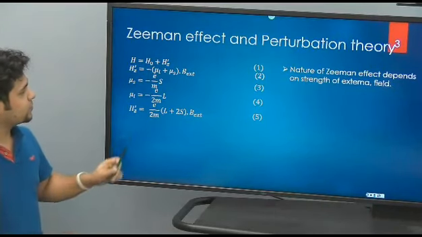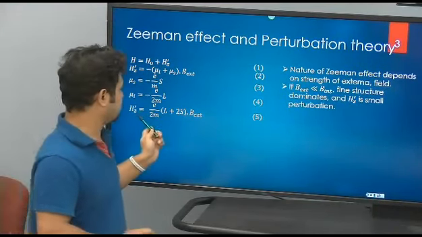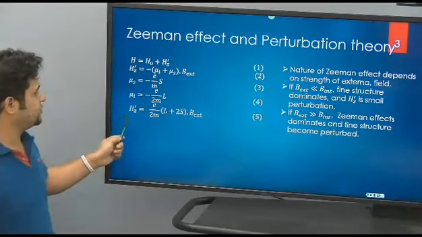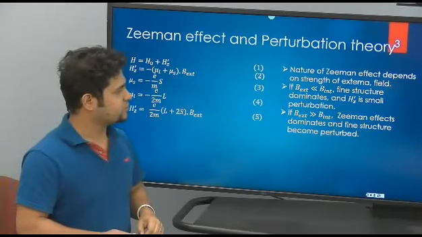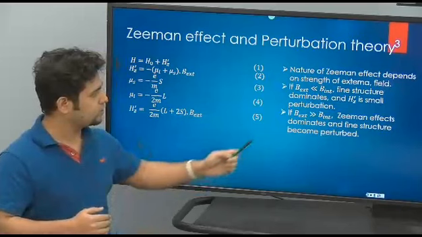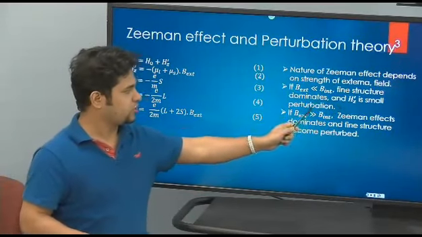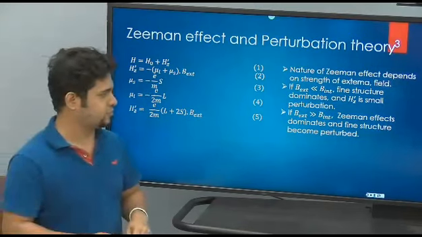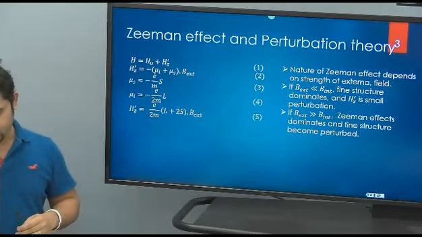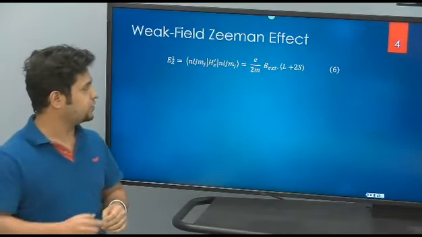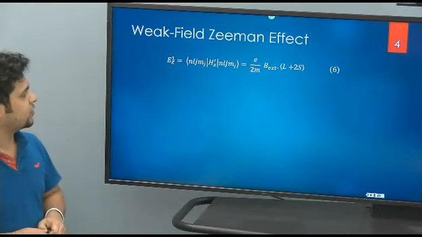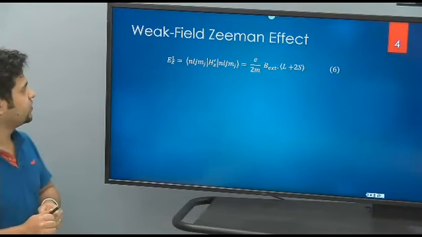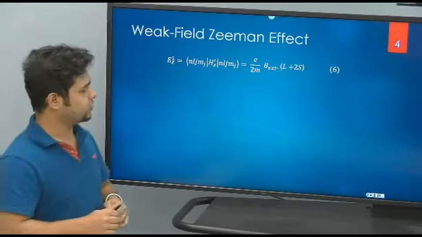So this perturbation depends on this term and B. When the magnetic field is very small, this term is also a smaller number, and this perturbation term also increases with the increase in the external magnetic field. So that's why we first try to derive the perturbed energy in a weak magnetic field.